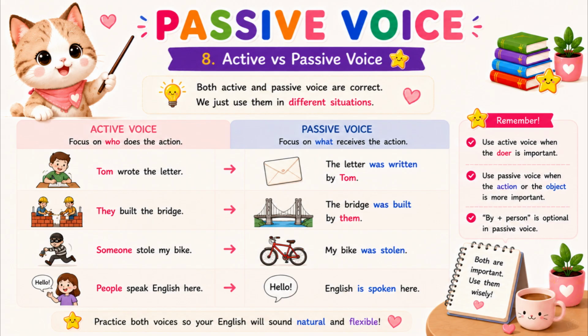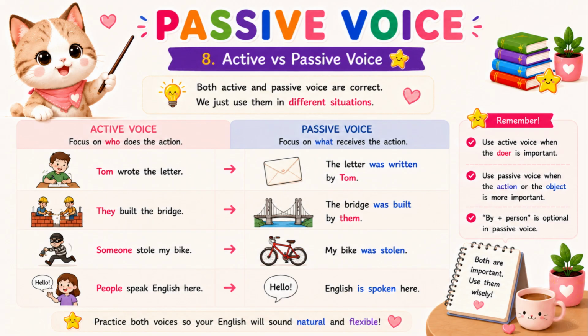Now let's compare active voice and passive voice. Both active and passive voice are correct. We simply use them in different situations. Let's look at these examples. Example 1. In the active voice, we say, Tom wrote the letter. The focus is on Tom, the person who did the action. In the passive voice, we say, the letter was written by Tom. Now the focus is on the letter, the thing that received the action.